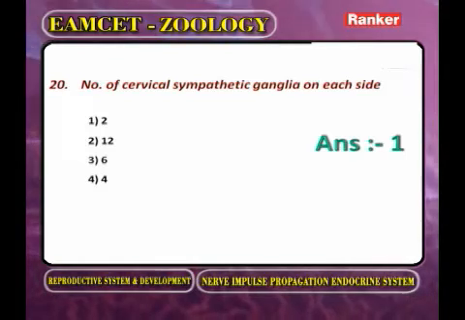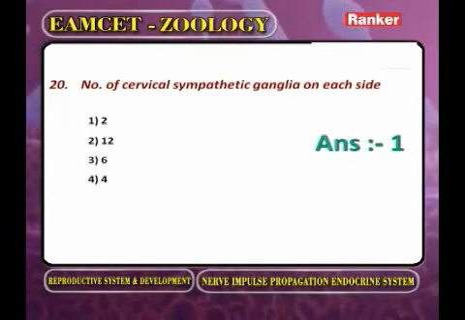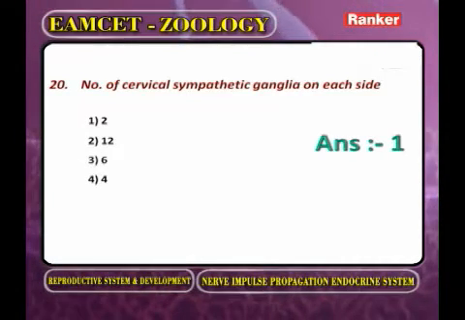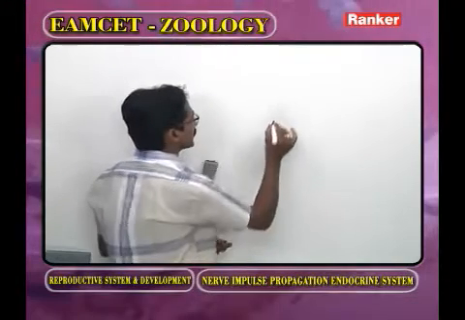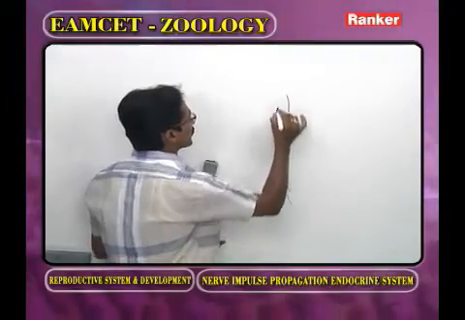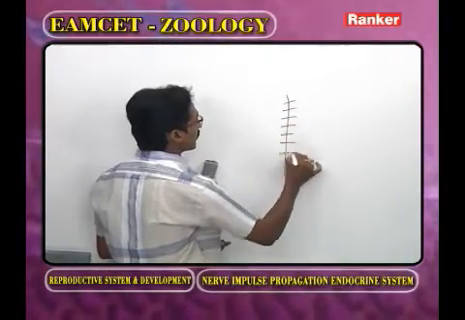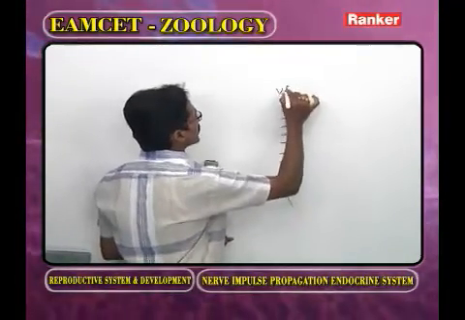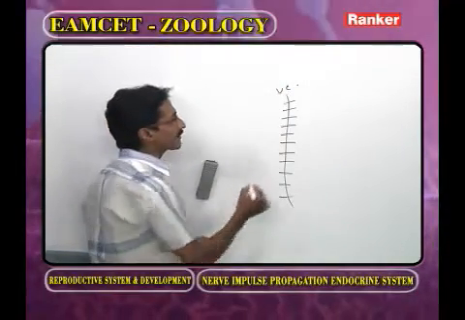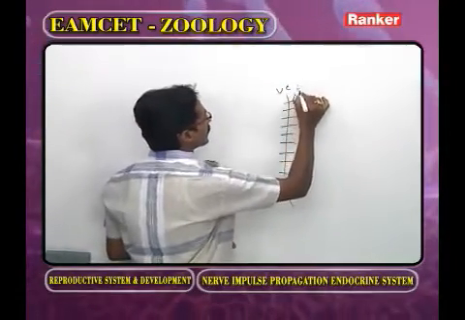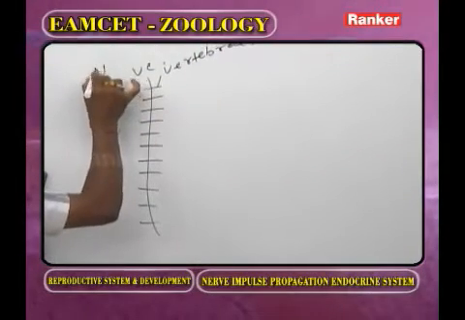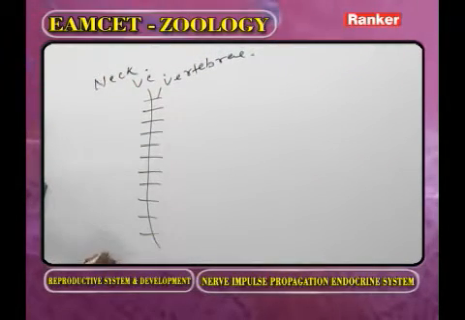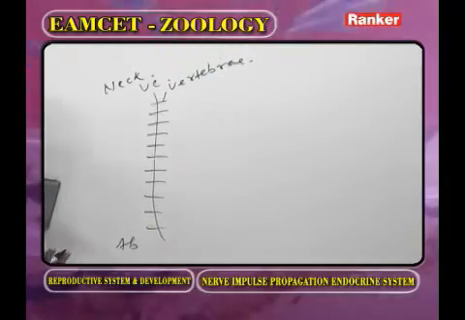The number of cervical sympathetic ganglia. As we observe the sympathetic nervous system, this part we call the vertebral column, we know very well. Now I am drawing that one. This is called the vertebral column. VC means vertebral column, and these are called the vertebrae. And this part we call the neck, and this part we call the abdomen.